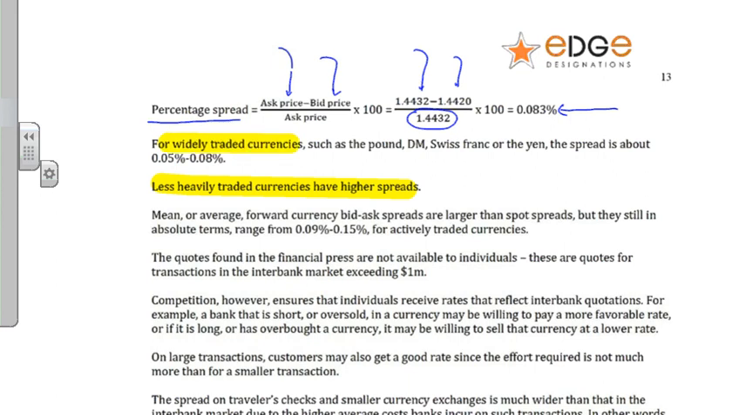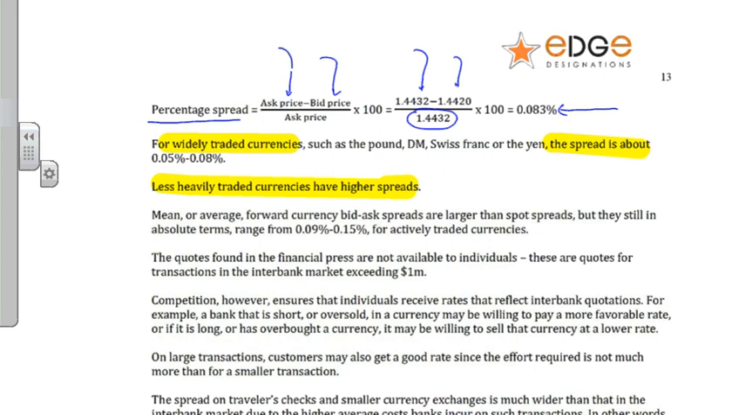Okay. Generally, heavily traded currencies, the spread is very narrow because there's a lot of liquidity in that particular market. Less traded currencies generally have what we call higher spreads. The higher spread, of course, reflects the lower levels of liquidity.